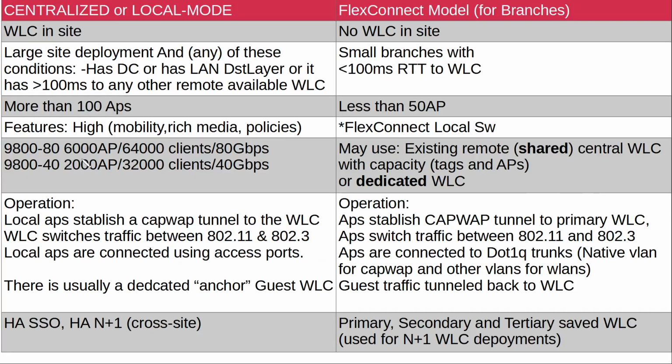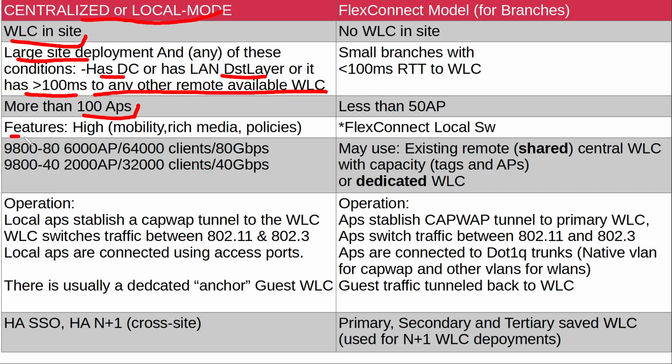If you need to install more than 100 access points in a large site, and you happen to have any of these conditions: you have a data center or a distribution layer, or this site has more than 100 milliseconds to reach any other remote available wireless LAN controller, then you will need to install a wireless LAN controller on site. This design is known as centralized or local mode.